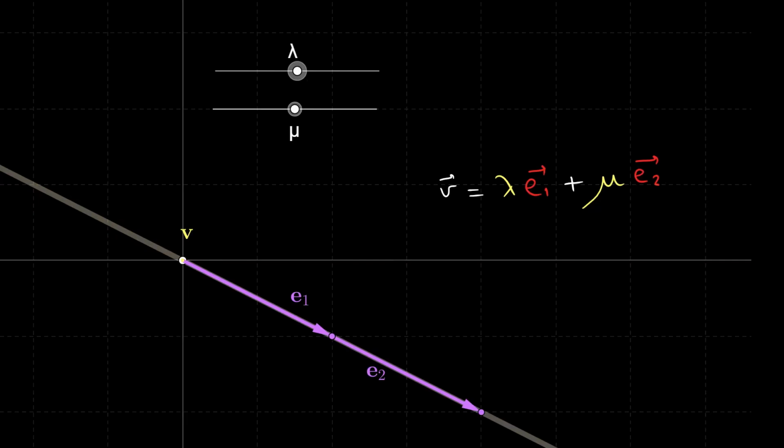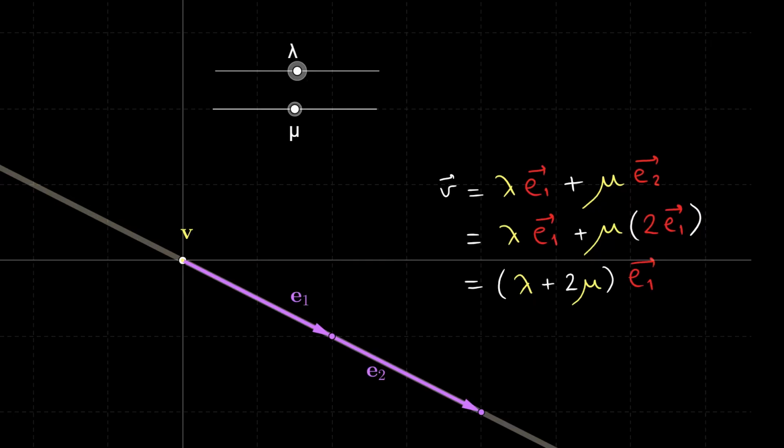The problem is that lambda and mu are not really two different sliders, because they can be combined into a single slider. We simply have to notice that E1 and E2 are parallel. In this specific example, E2 happens to be twice E1. So let's substitute this into our parametric equation. V equals lambda E1 plus mu times twice E1, which we can now group as (lambda plus 2 mu) times E1. And now notice that if lambda and mu can both take any real value on the infinite number line, then the combination lambda plus 2 mu can be seen as a single coefficient that can also take any real value. So we can promote the expression lambda plus 2 mu to be a new parameter.